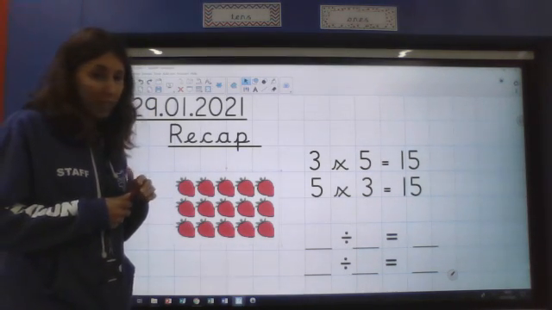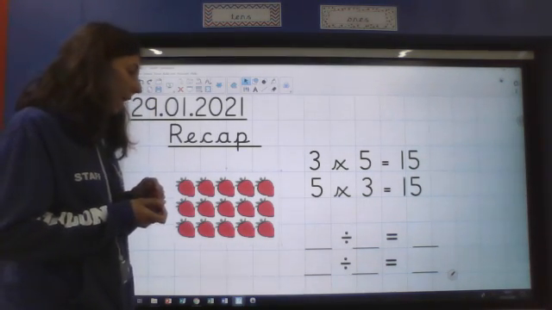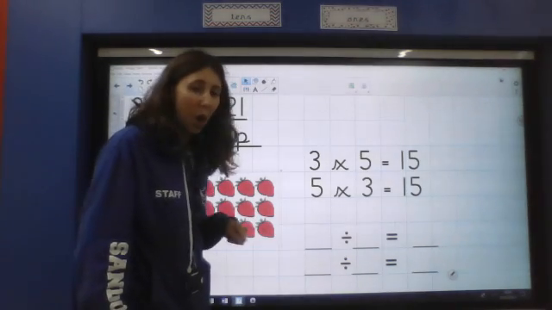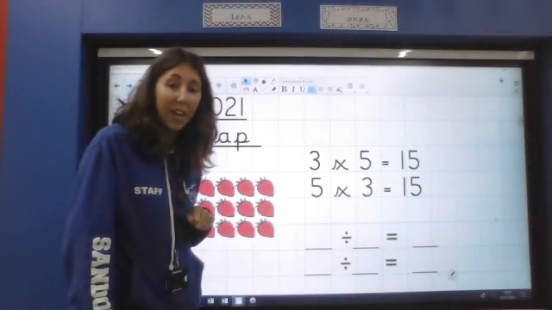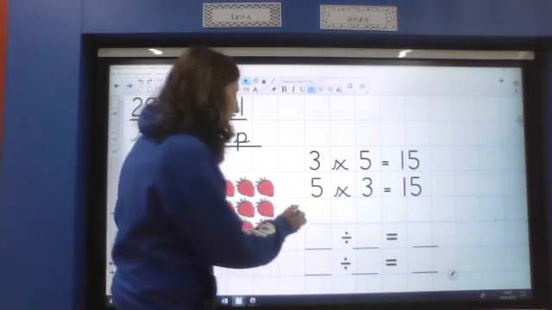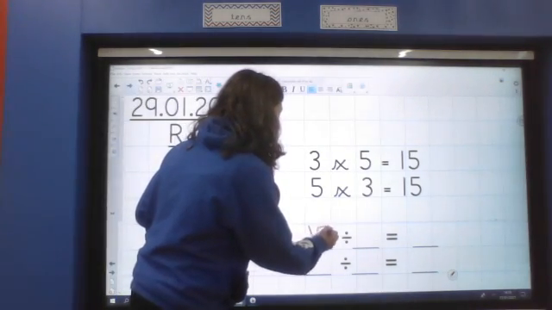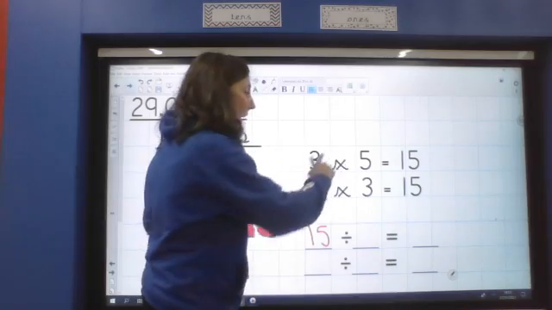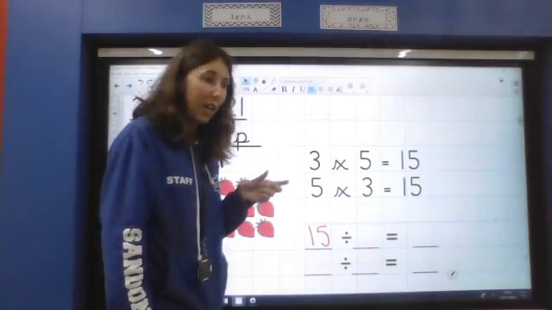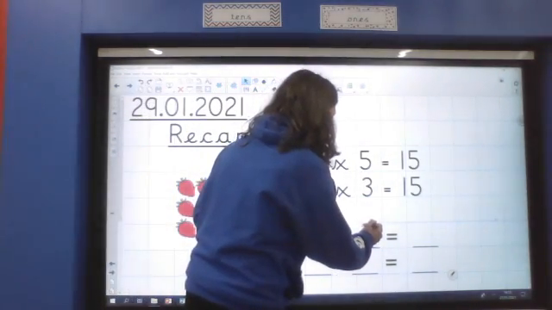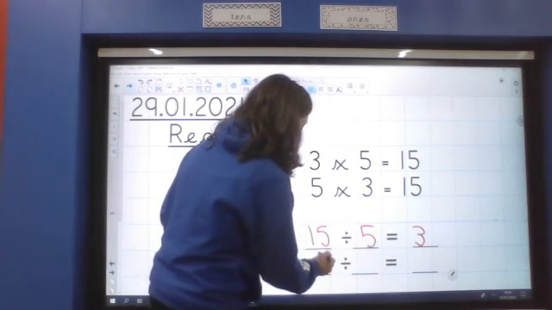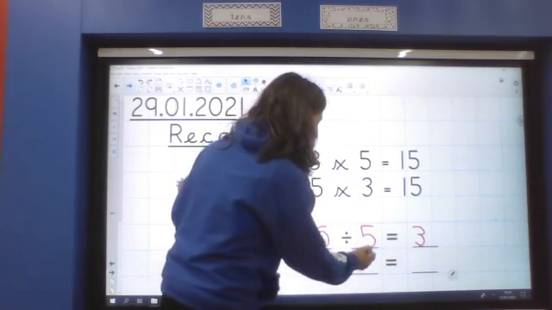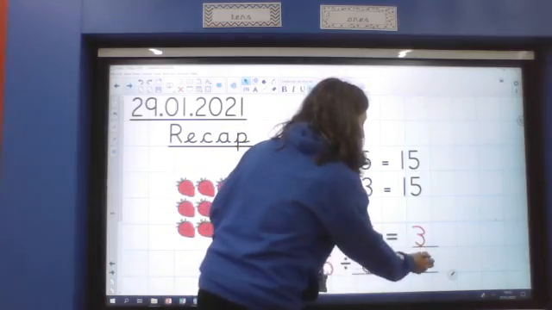And then the last couple of days, we've been thinking about dividing. Which number's got to go at the start for our division calculations, Year 2? It's got to be 15, hasn't it? How many strawberries altogether? And then the numbers either side of the multiplication sign can be changed around. 15 divided by 5 equals 3. 15 divided by 3 equals 5.